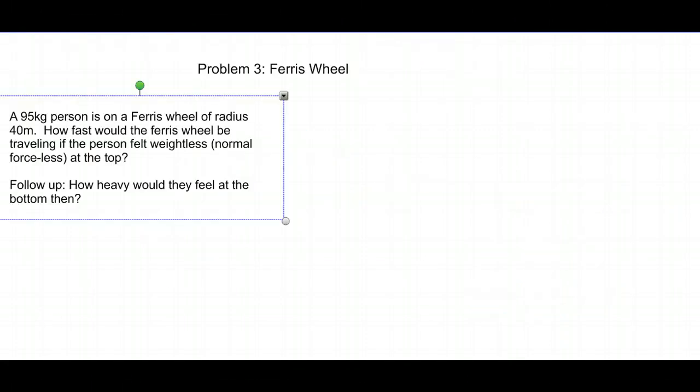Okay, next problem, we have a Ferris wheel. A 95 kilogram person on a Ferris wheel of radius 40 meters. How fast would it be traveling if the person felt weightless? That means normal force is zero at the top.